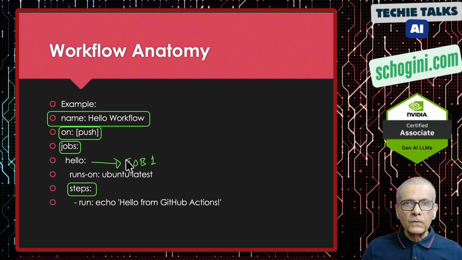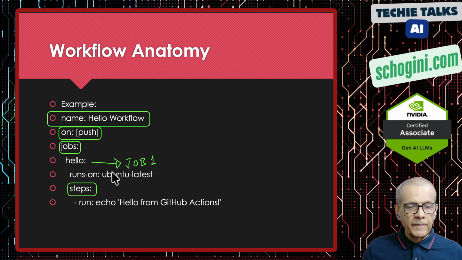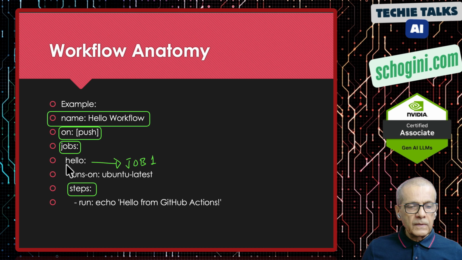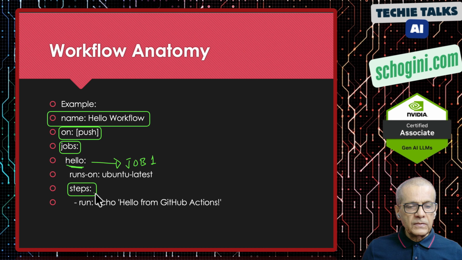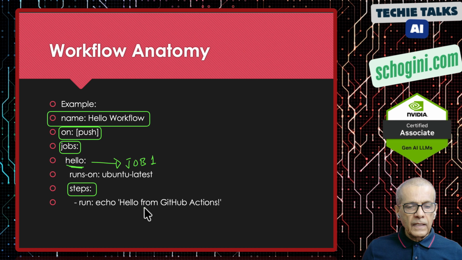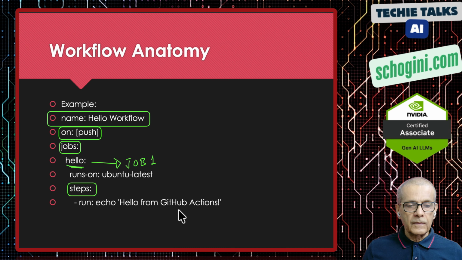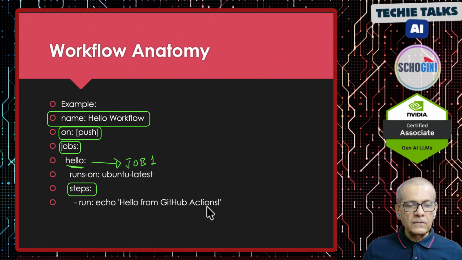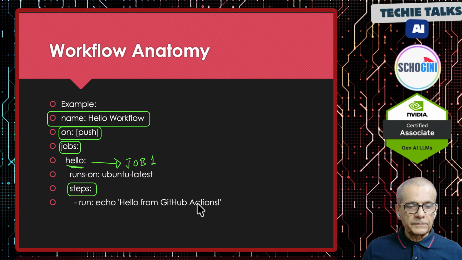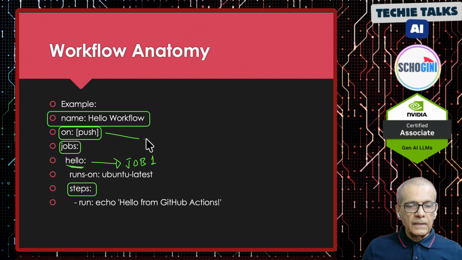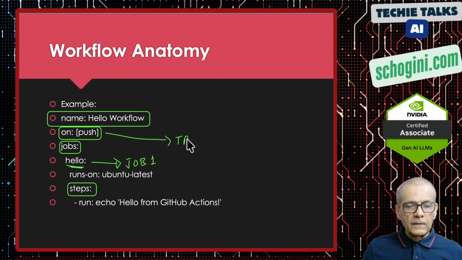I'll be going slow through this video because this is important. So under job, hello job, we have a step. We say run echo hello from GitHub Actions. So this runs within the runner. And this is the trigger.